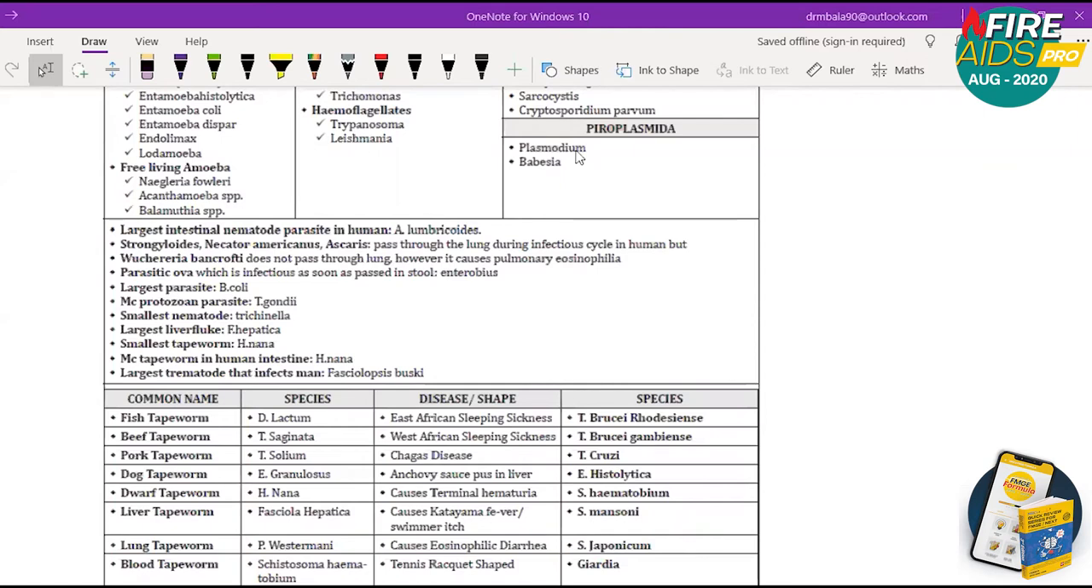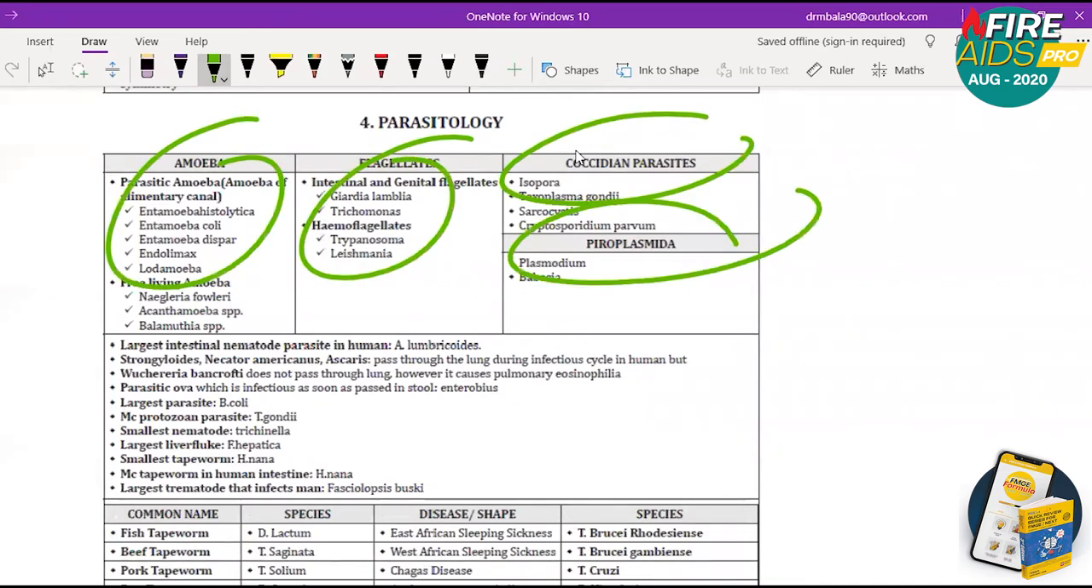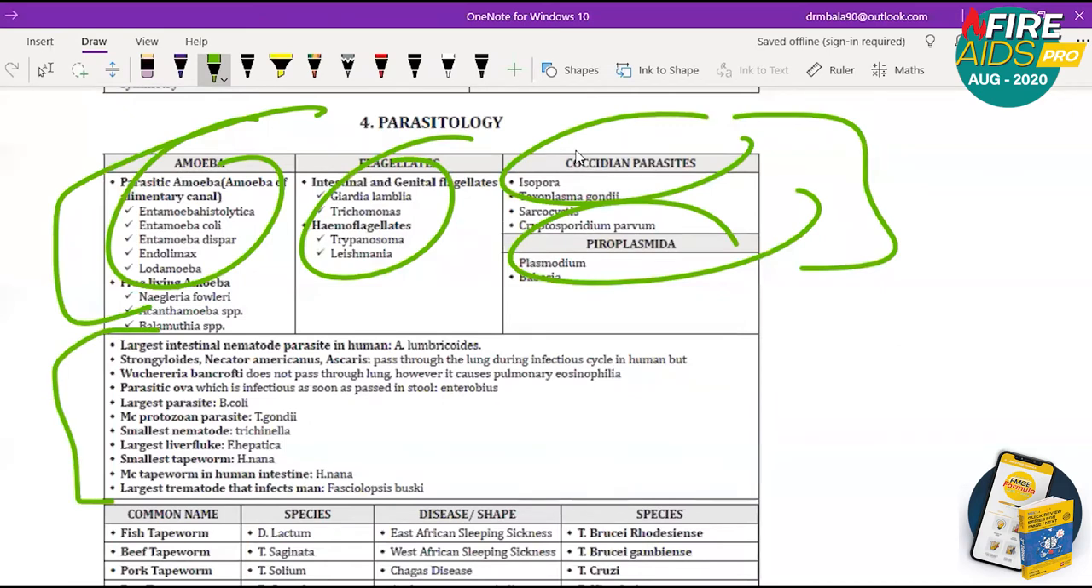Okay, so we are starting with parasitology. I didn't make it a huge topic because hardly one or two questions are going to come from this. Parasites could be amoeba, flagellates, coccidian or piroplasmida. These are the four types, out of which a lot of organisms are going to fall. So here is a list of important points from the parasites.